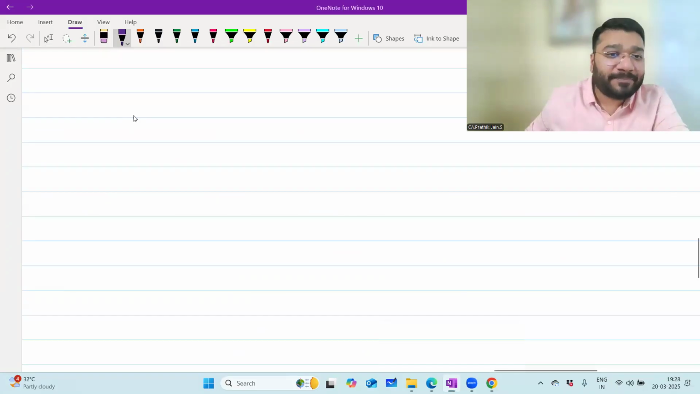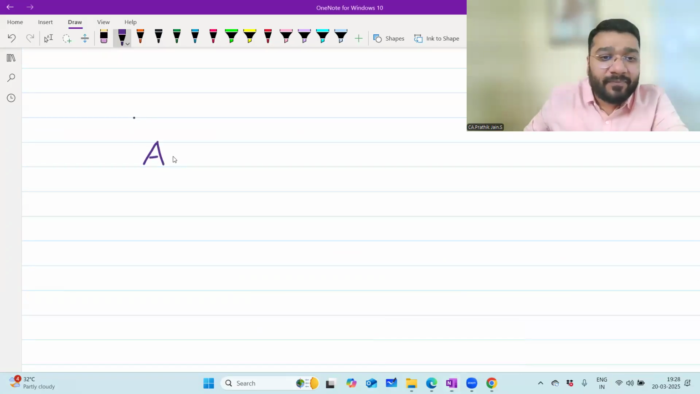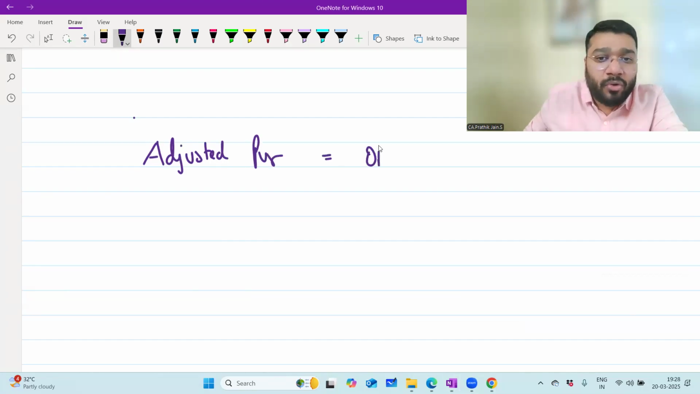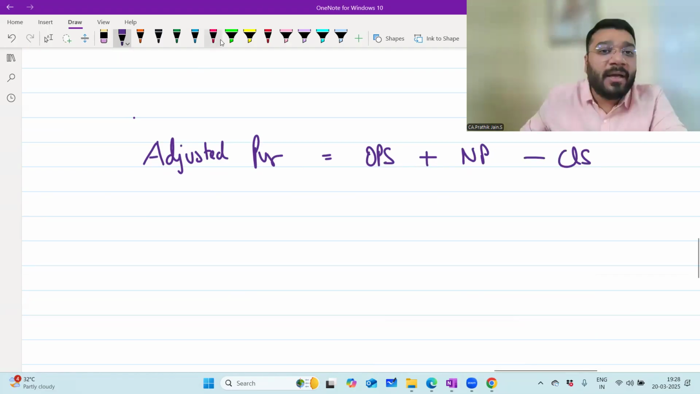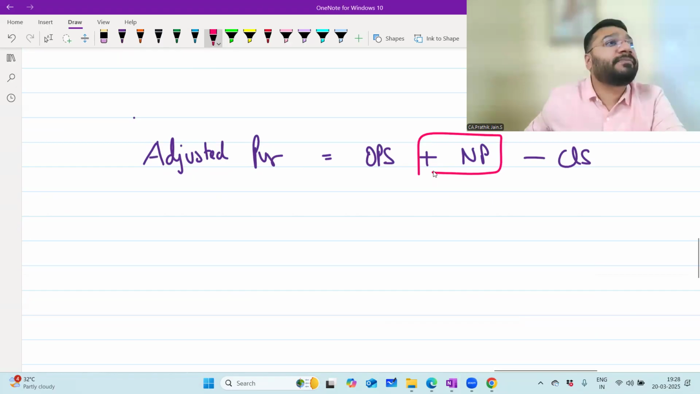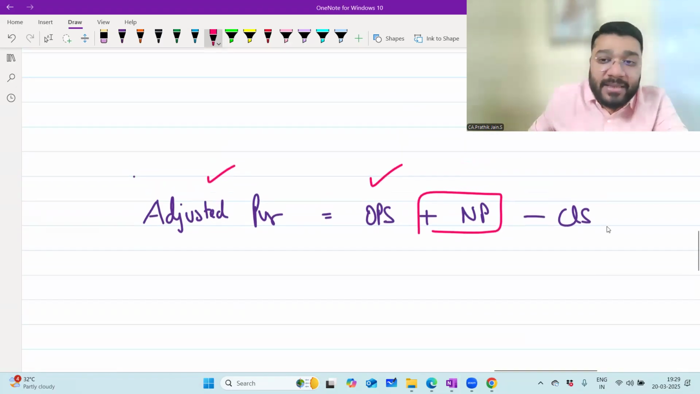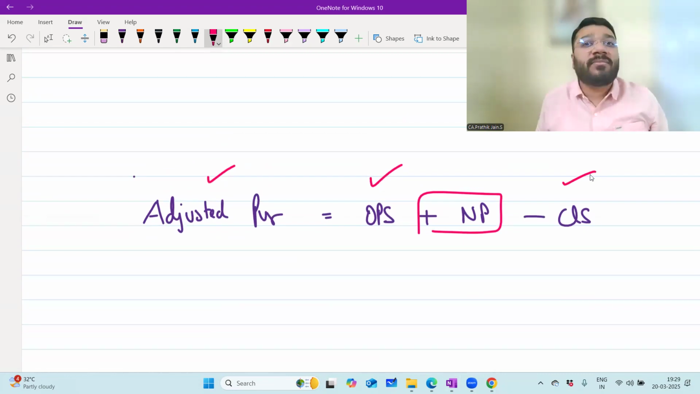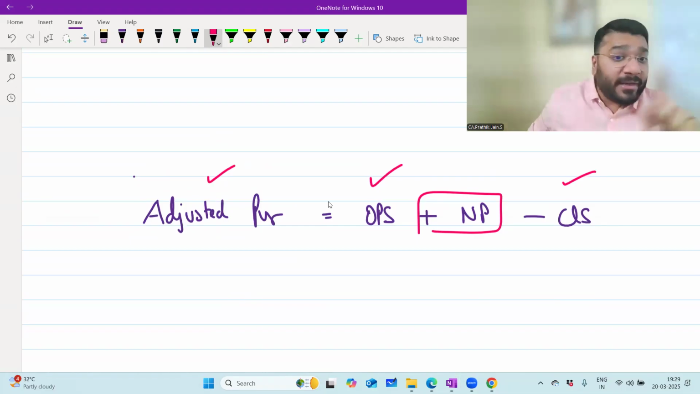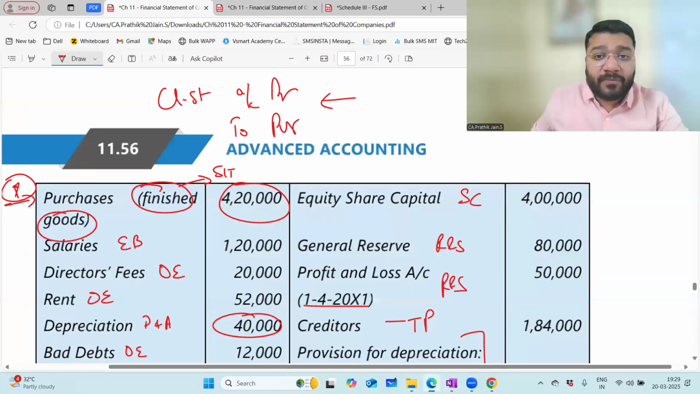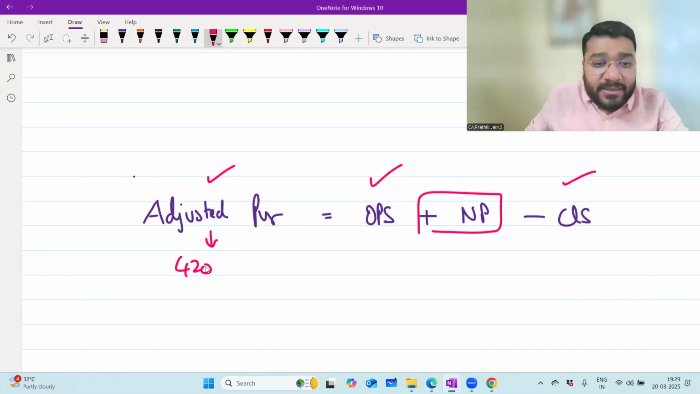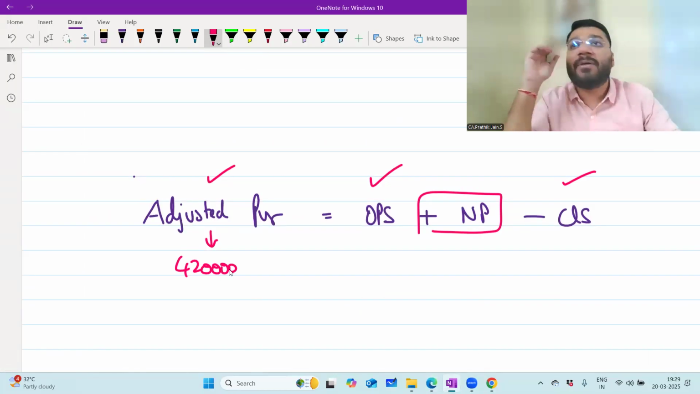Now listen very carefully. Adjusted purchase is equal to opening stock plus net purchase minus closing stock. I want this, which means this should be given, this should be given, and this should be given. There are 4 variables in this equation. If only 3 are given, the 4th one I can find out. As rightly predicted, adjusted purchase is given in the question, which is 4,20,000 rupees. You agree with me?